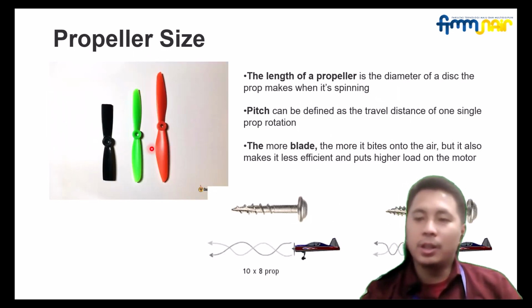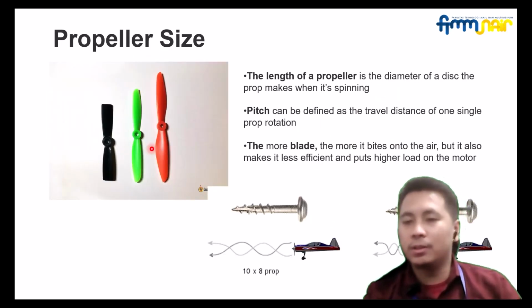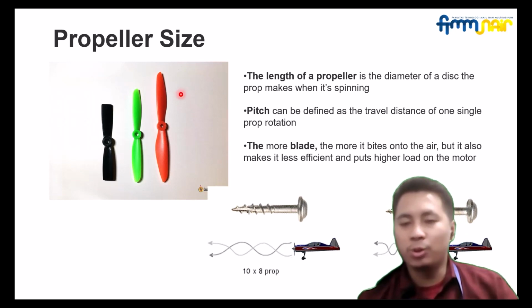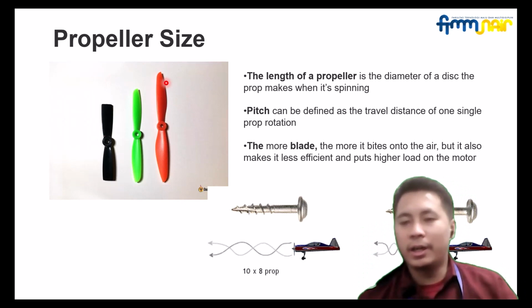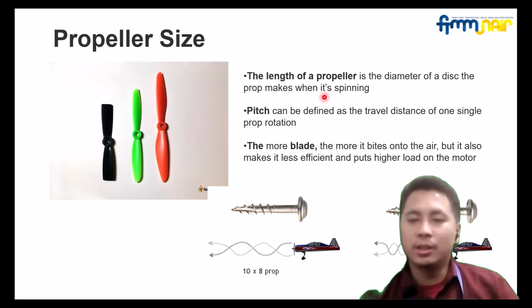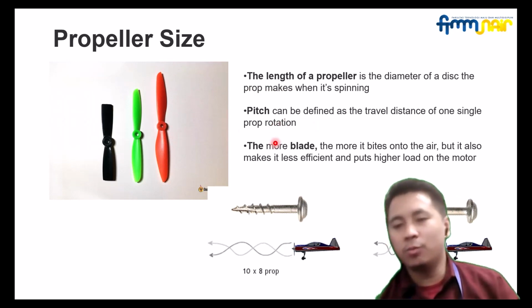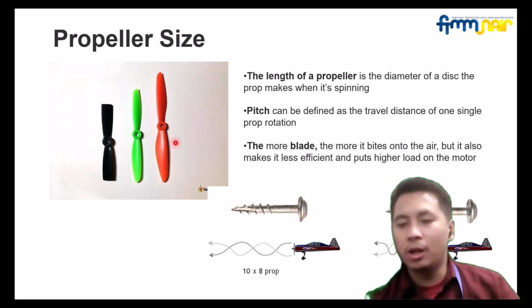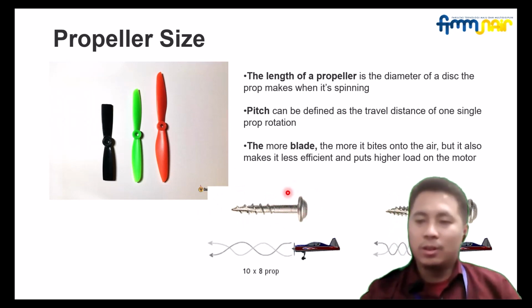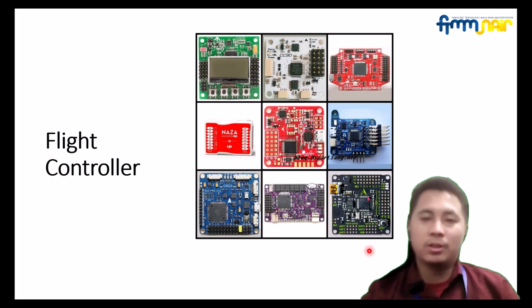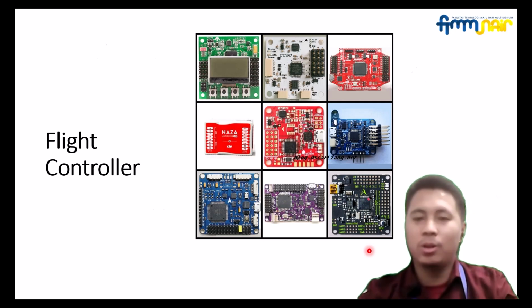And the propeller size: the length of the propeller is the diameter of the disc. For example, when it's rotating, it creates a circular disc area that makes it spin. That is the length of the propeller. The pitch can be defined as the travel distance of one single prop rotation. You can imagine it like a screw: in one rotation, how far it will move axially. That is the pitch. The multicopter can work if there is a flight controller.